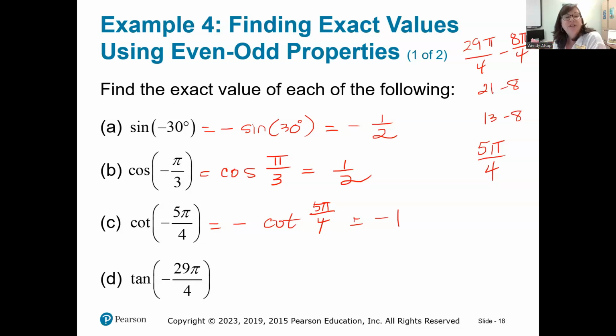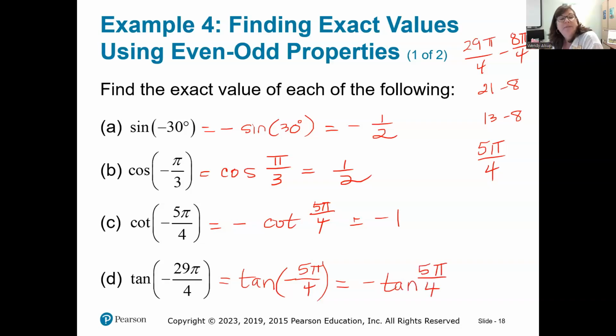So tangent also is odd. So this would be the same as first, the tangent of negative 5 pi over 4 because it's periodic, which will also be the same as negative the tangent of positive 5 pi over 4. 5 pi over 4, remember the cotangent was 1, so the tangent's also 1, so we end up with negative 1 here as well.